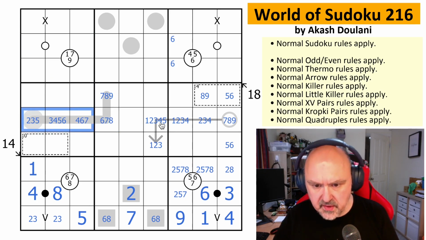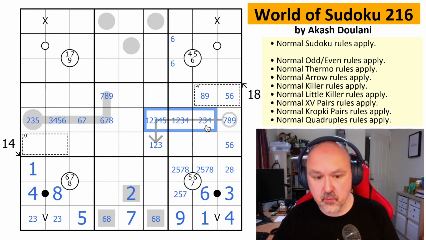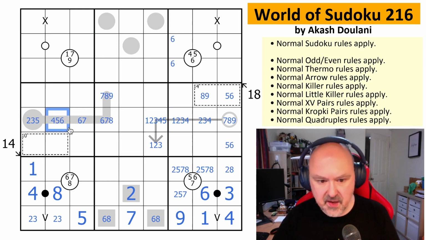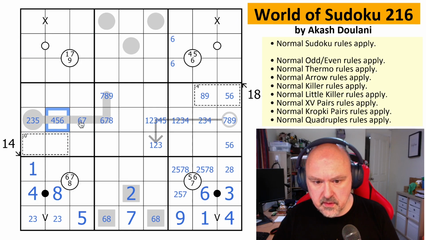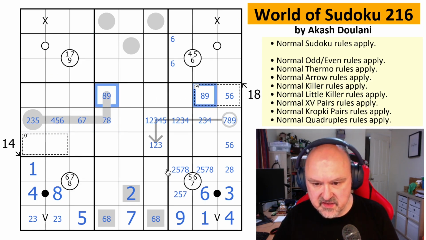4, 3, 2, I think leaves the same problem. 5, 1, this can't be a 4. 3, 2, I think also causes a problem, because if this is a 3, 2, then this arrow would be 1, 4, 5, and 1, 4, 5 is already 10. So I can't put a 3 there. Now this 6 means that this can't be 6. This means this can't be 7. I've now got an 8, 9 pair in this row.